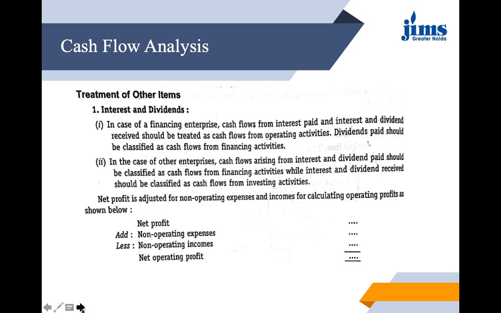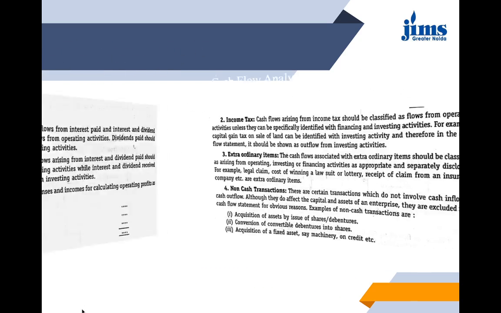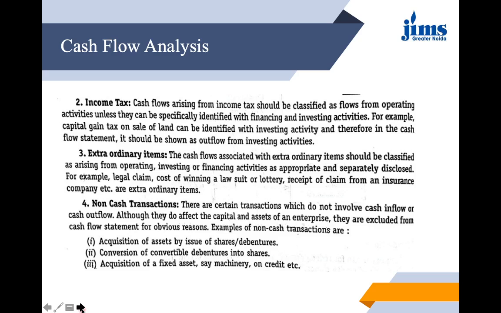Here we begin with net profit, which is adjusted for non-operating expenses and incomes. So what we do, we start with net profit, we add all the non-operating expenses, and we subtract all the non-operating incomes from it, and finally obtain the net operating profit. Let us see a few more categories.